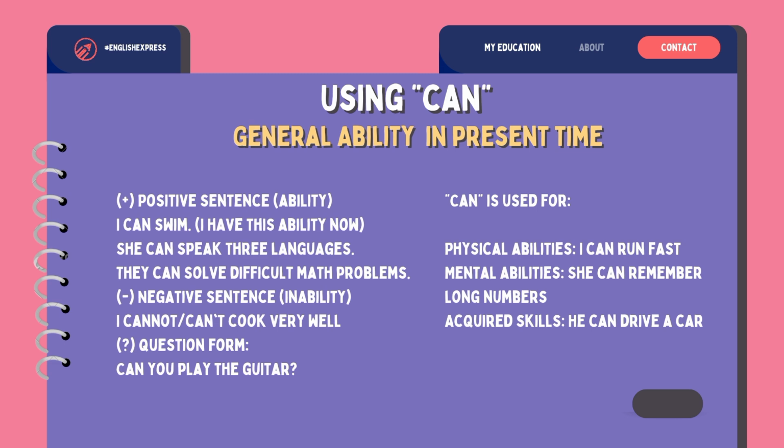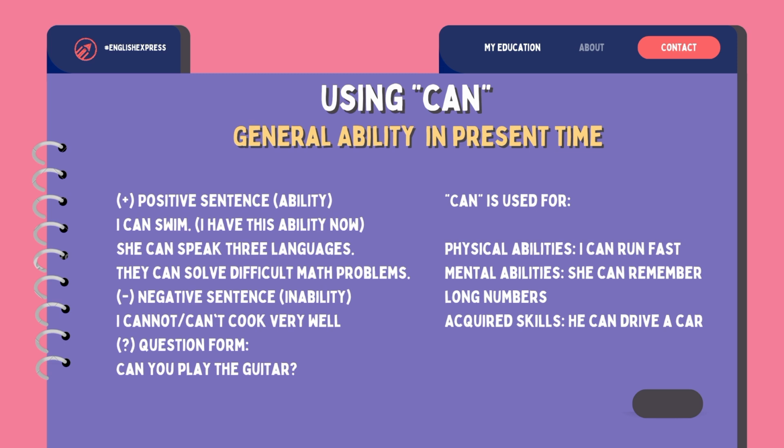She can speak 3 languages. They can solve difficult math problems. And then for negative sentences or inability, for example, I cannot or can't cook very well. If you are in a formal situation, you can use cannot. And for a non-formal situation, you can use can't.